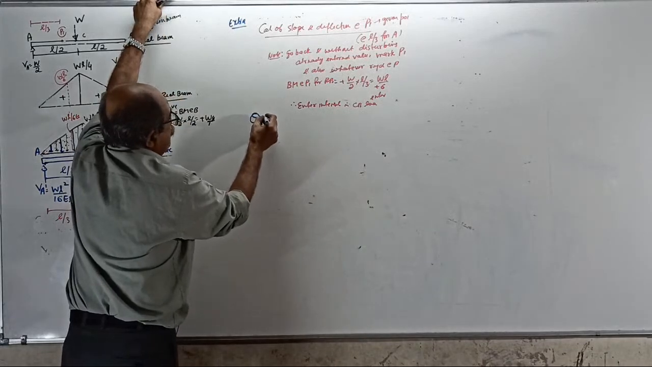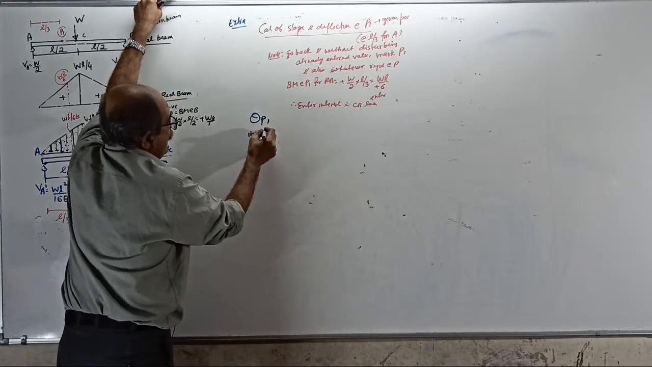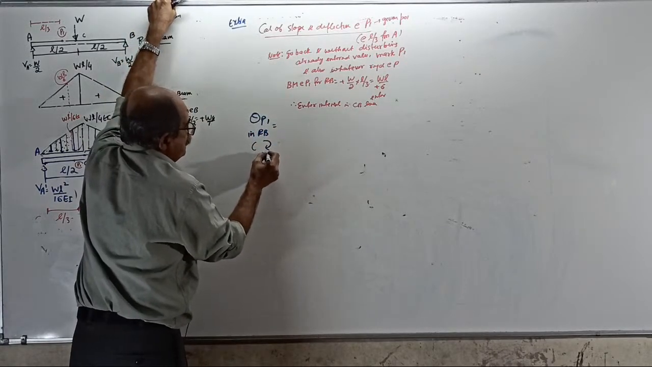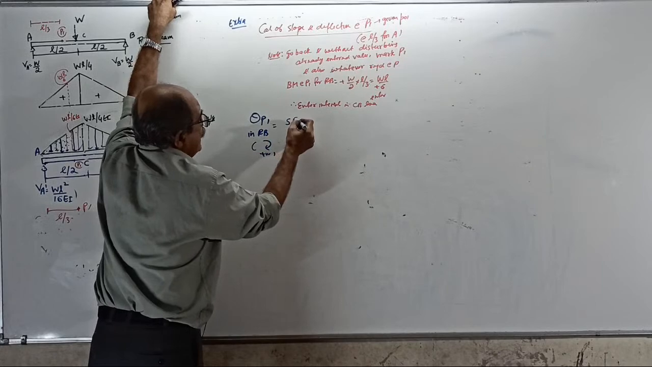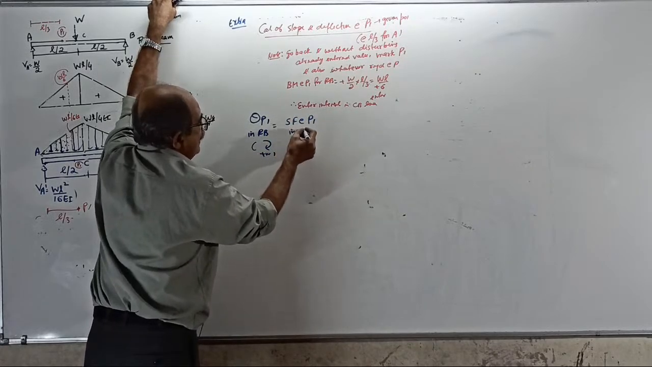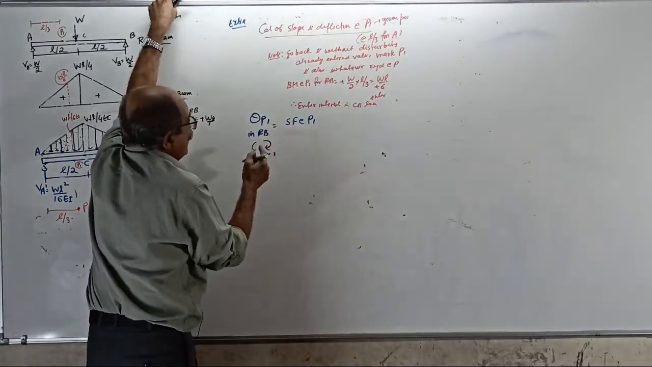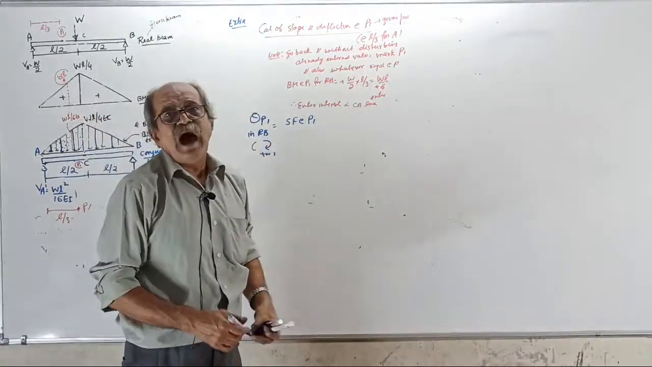Slope at the point P1 in real beam equal to what? Clockwise positive. Shear force at P1. I'll do one thing now to save time. From now onwards, I will write "real beam". Okay, today I will write it; next time, theta P1 in.